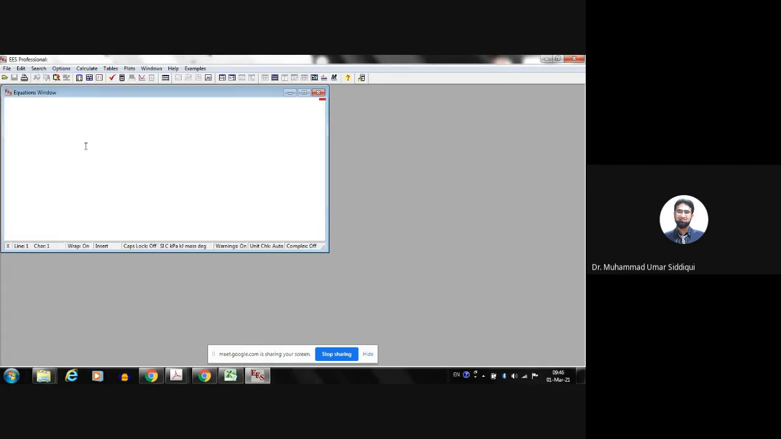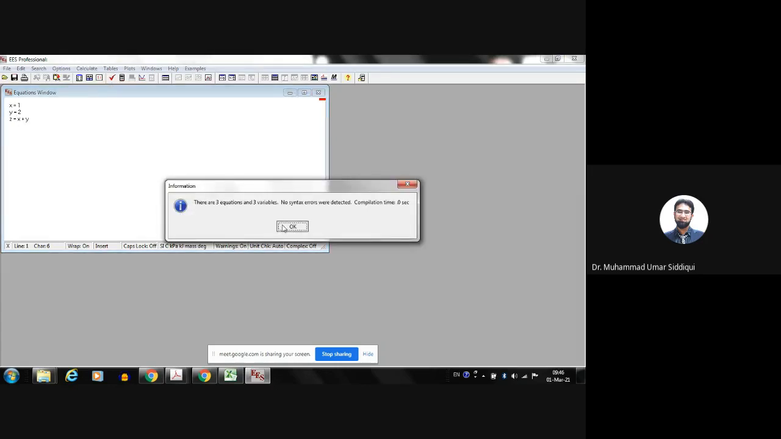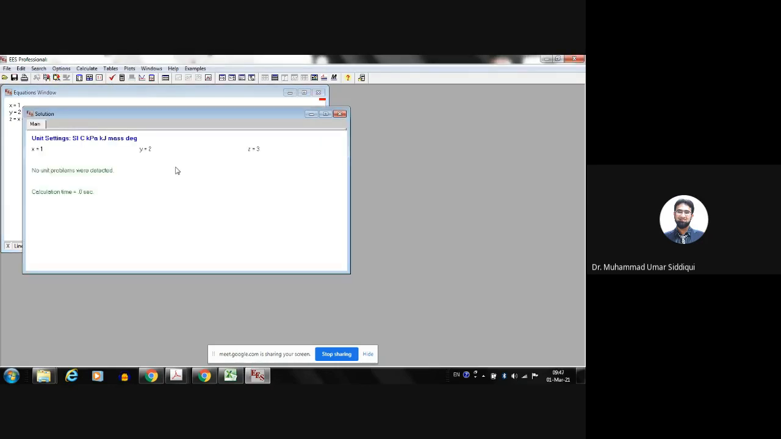So all you just need to do is write the equations. Let's say x equals 1. I'm just giving an example. y equals 2, and then z equals x plus y. It's going to say 3 equations, 3 variables, solve, solution is done.